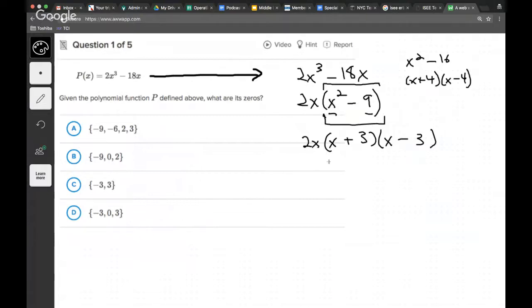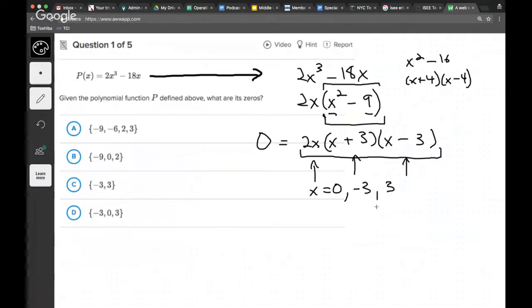And so now let's think about all the zeros, aka what are all the values of x that are going to send this entire expression to 0? Well, if this x here is 0, it sends it all to 0, so x equals 0. What else? For this binomial here, if x is negative 3, it would send it to 0. And for this last one, if x equals 3, the whole thing would go to 0.